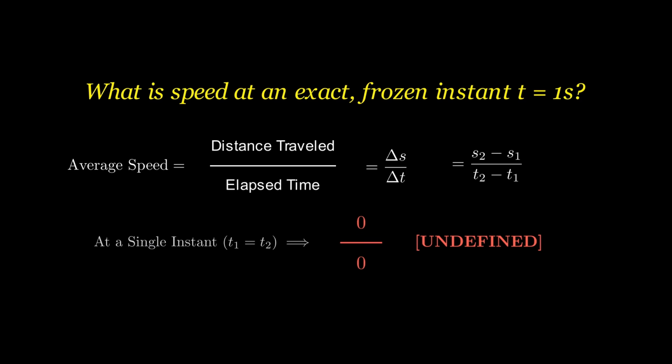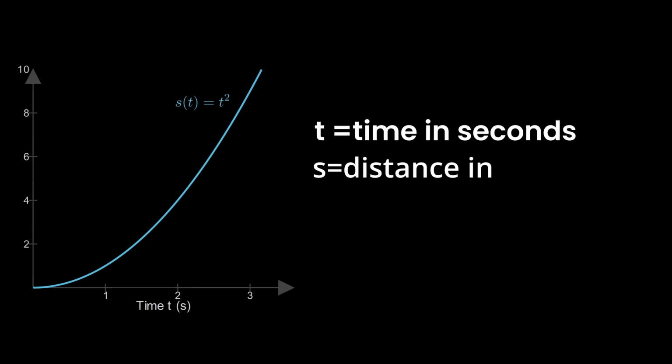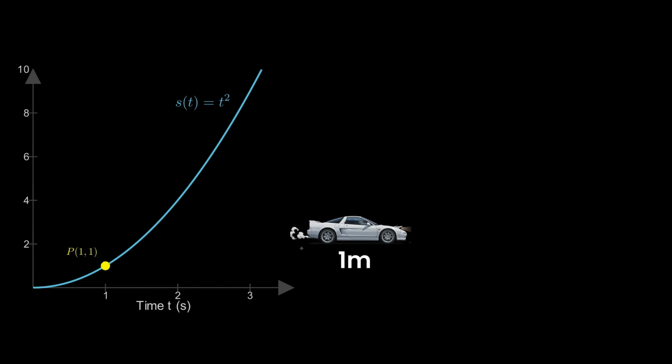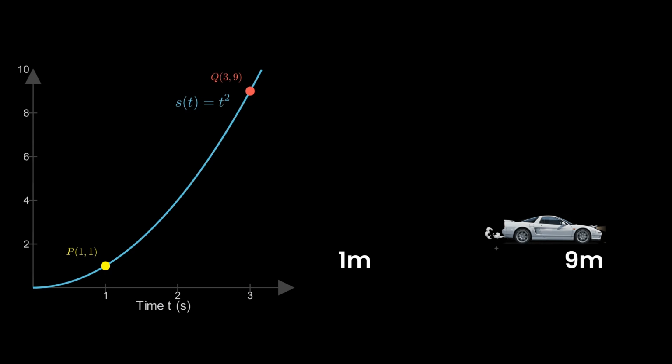This single question is the historical origin of differential calculus. To see how mathematics solves this problem, let's look at a coordinate graph of motion. Suppose the position of our car is described by the simple curve s(t) = t², where t is time in seconds and s is distance in meters. At 1 second, the car is at 1 meter. At 3 seconds, it has reached 9 meters.